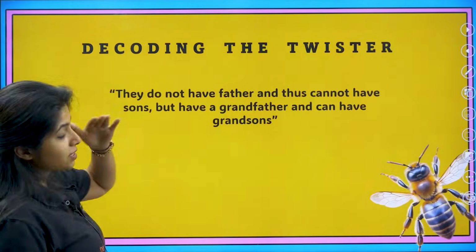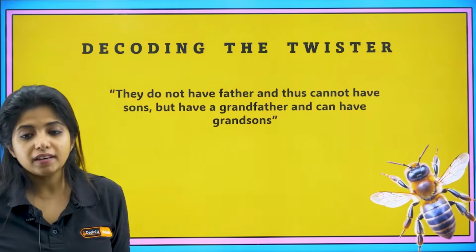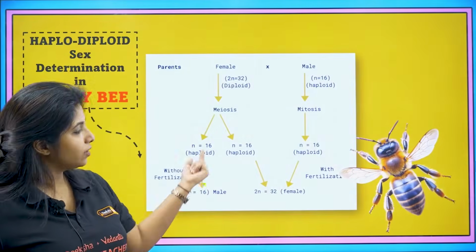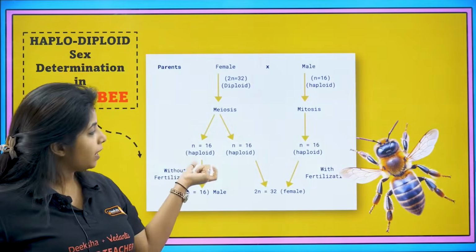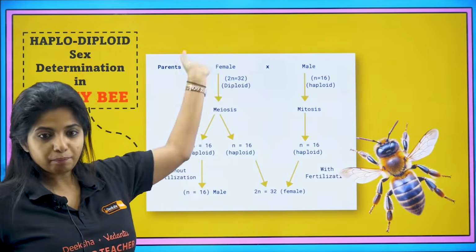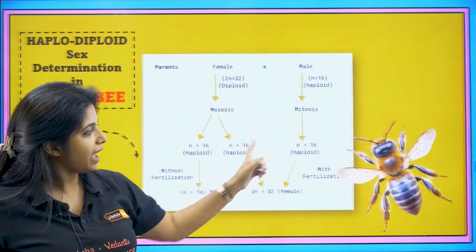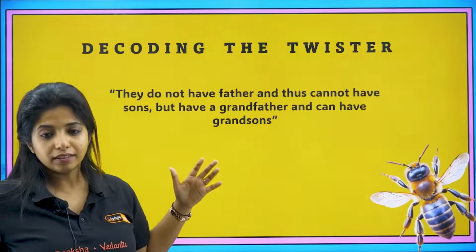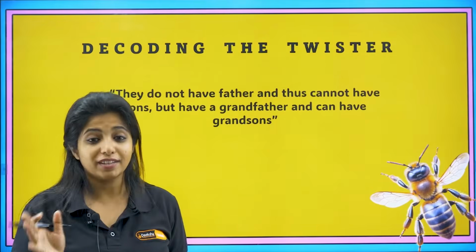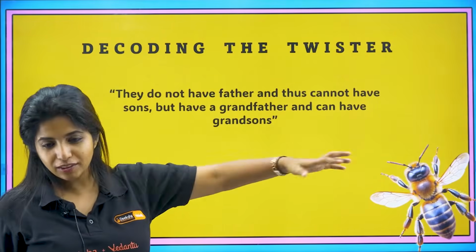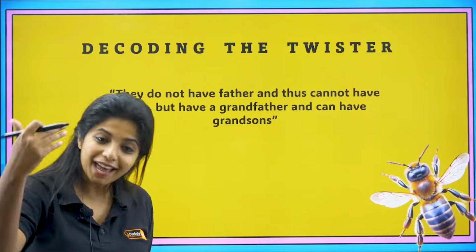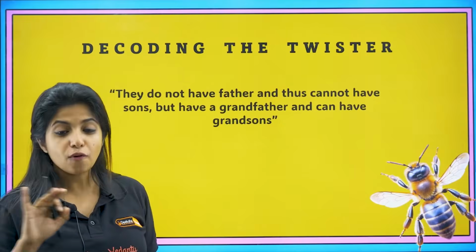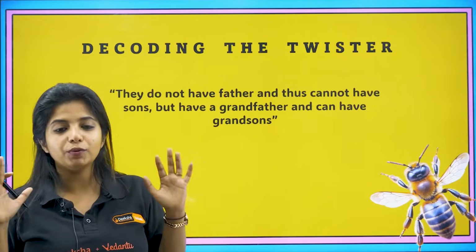Okay, and there is one statement given in NCERT: they do not have father and thus cannot have sons, but they have grandfather and can have grandsons. Why do they not have father? Is fertilization happening over here? No. But my dear children, this particular female might have had a father, then only we can get a female, right? So that is why it says they have grandfather and can have grandsons, they do not have sons. So fathers cannot have fathers, and they can have grandfathers for the same reason, and they can have grandsons also for the same reason. No father-son relation is there. That's what you need to remember.